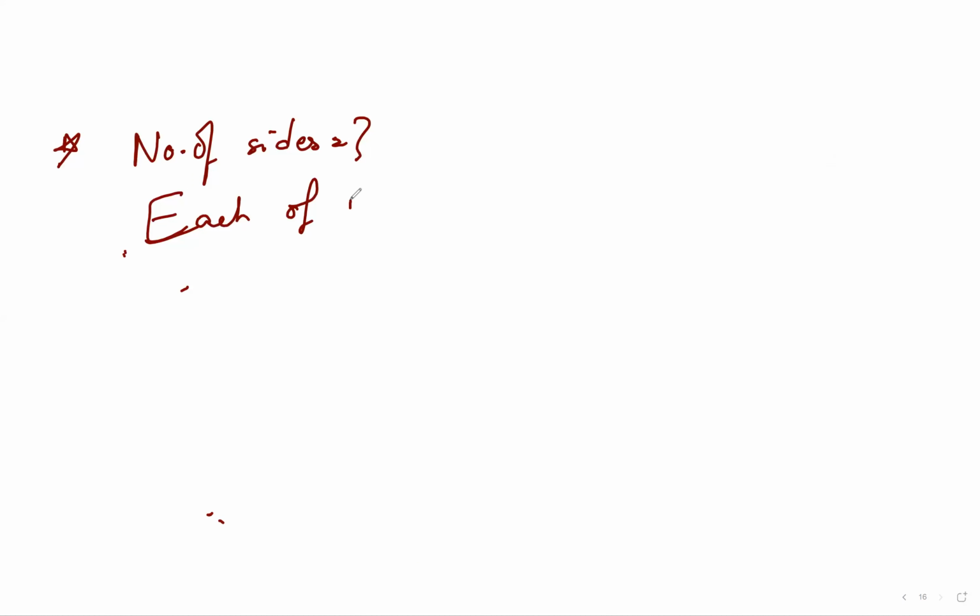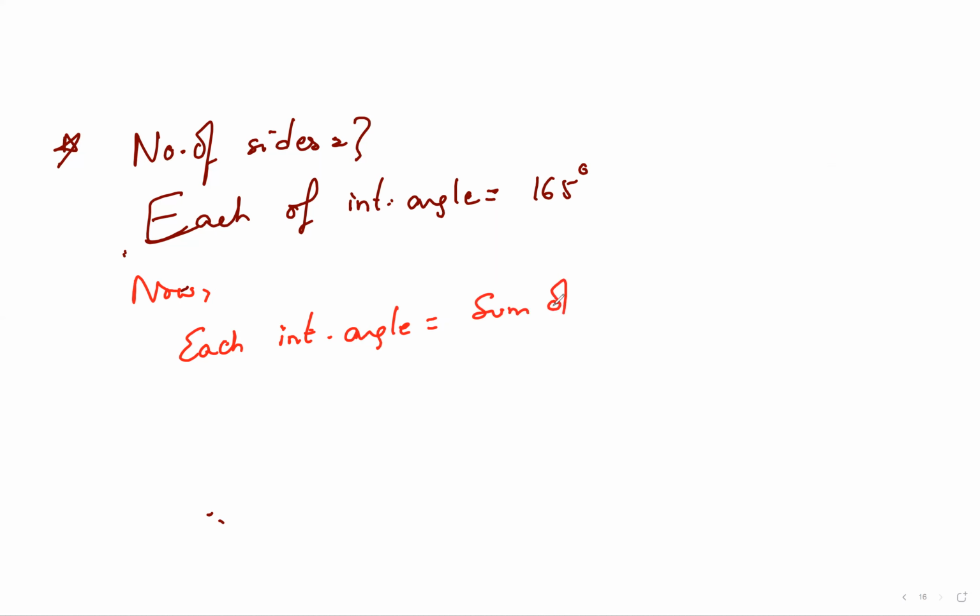Each interior angle is equal to 165 degrees. Now, how do we use the concept? The same thing: the sum of the interior angles divided by the number of sides will give you each interior angle, or each exterior angle. So now, write the formula: each interior angle is equal to the sum of interior angles divided by the number of sides. Is it right?